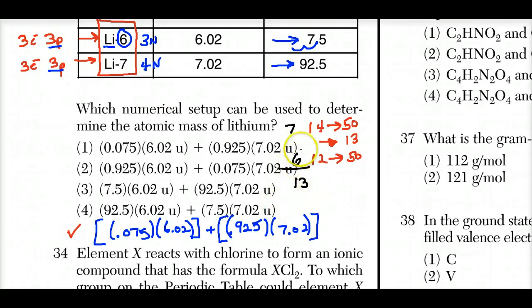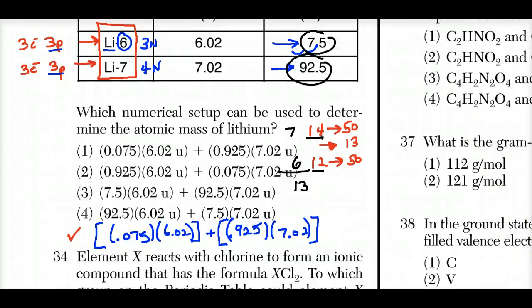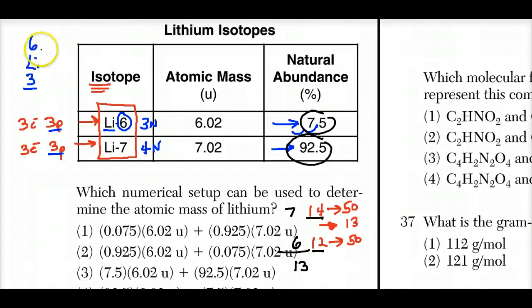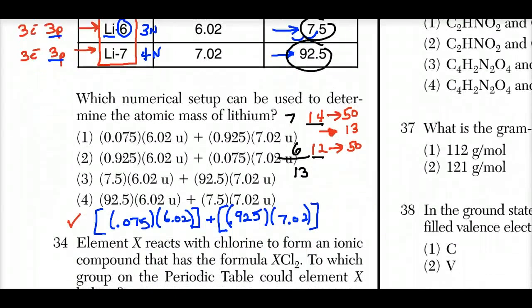So when you average, you've been giving these values equal weights. We're just now changing the weights because in nature, the relative abundances of these different isotopes, lithium 6 and lithium 7, do not occur at equal percentages. This one's more heavily weighted. Lithium 7 exists in much higher quantities. That's why this one rounds off to 7. So obviously the answer to our problem is 0.075 times 6.02 plus 0.925 times 7.02, choice 1.